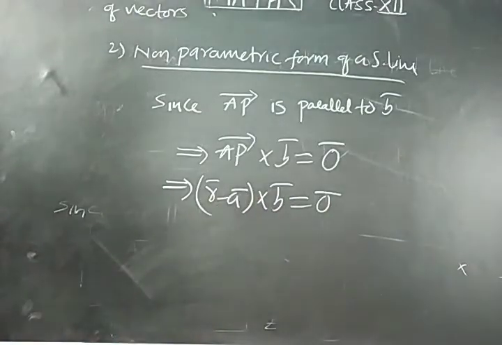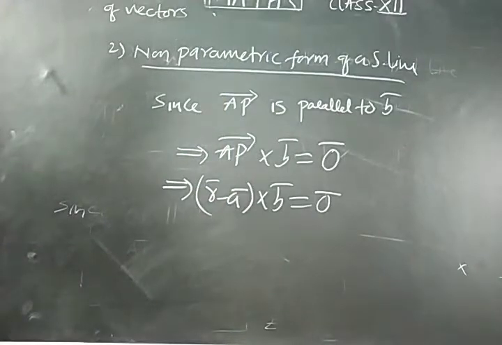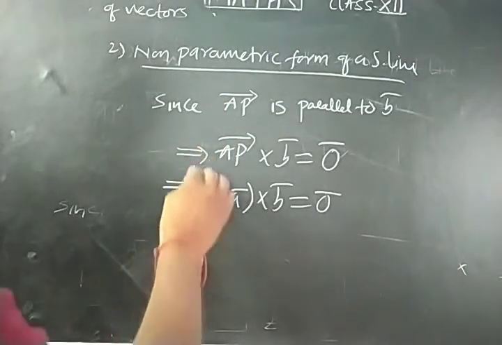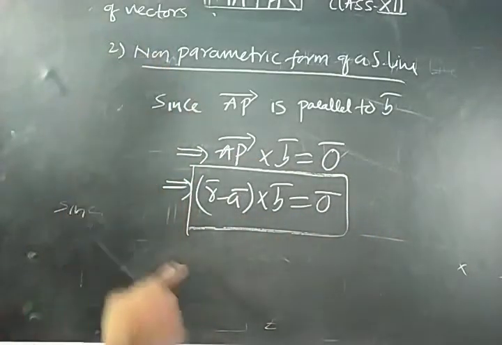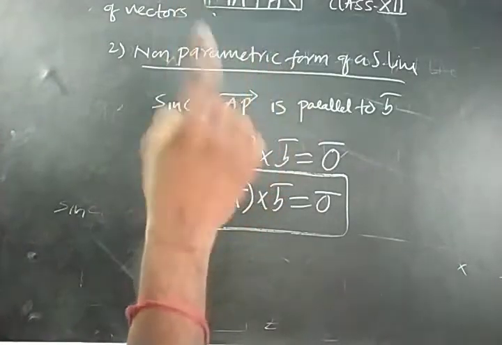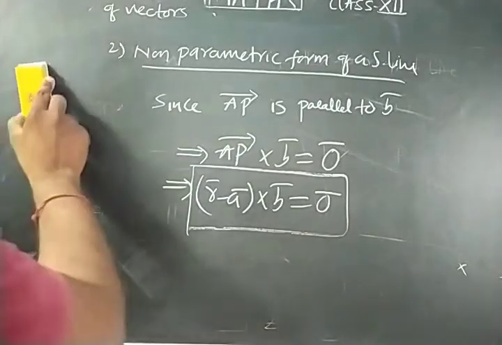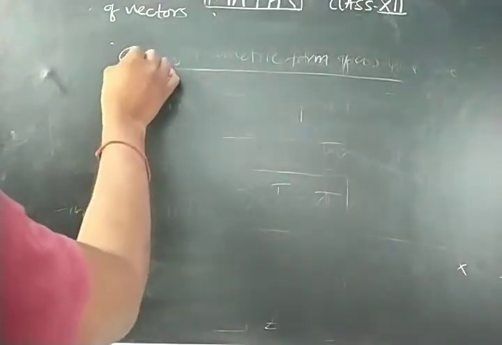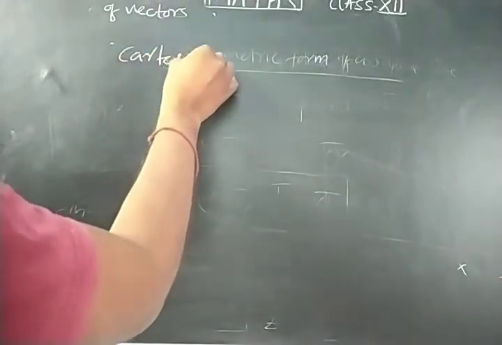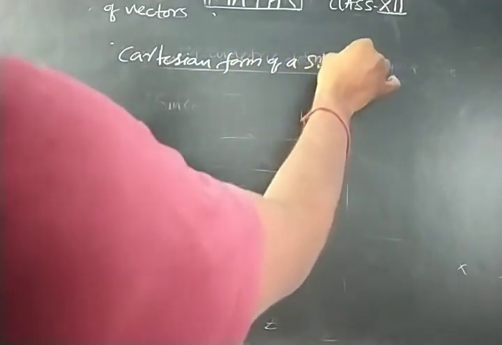This is called the non-parametric form of a straight line in vector form, where there is no scalar. So if the question asks for non-parametric form, use this formula. If it asks for parametric form, use the first formula. Okay, right. Two forms are over in vector form. Now Cartesian form of a straight line.